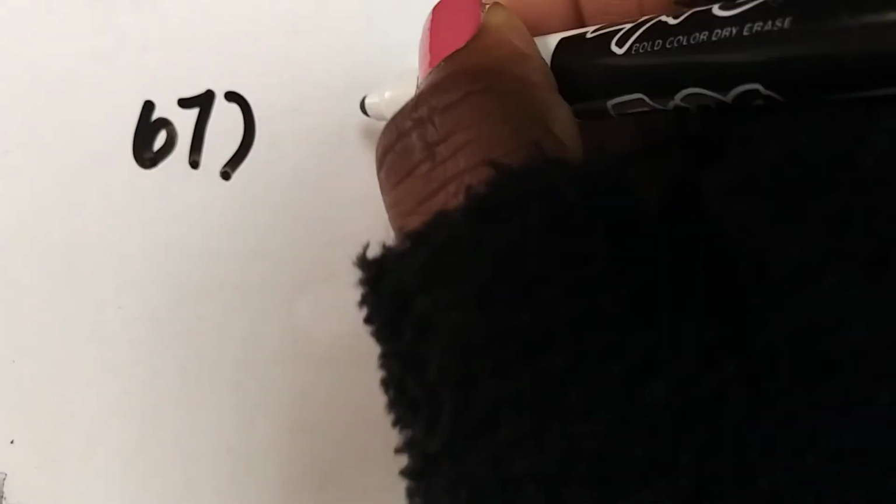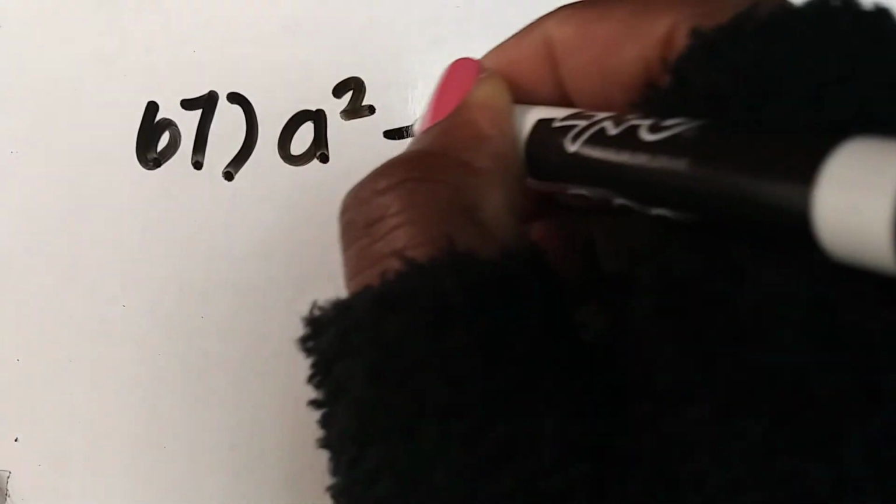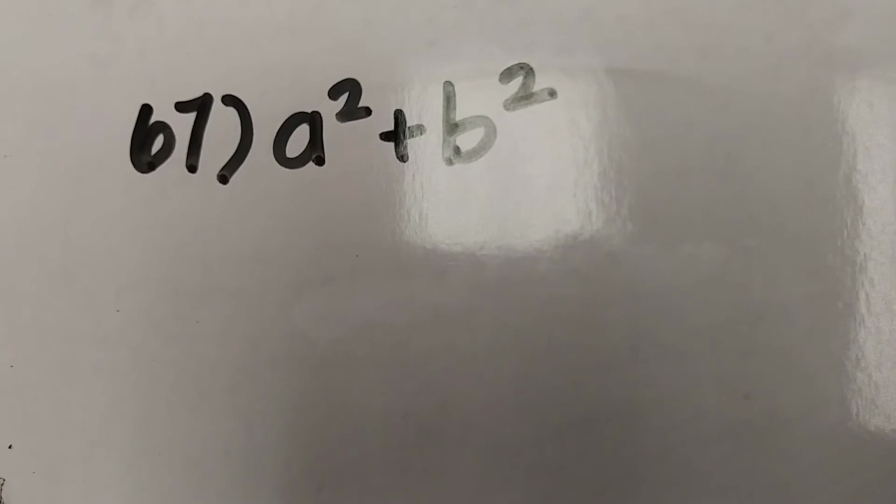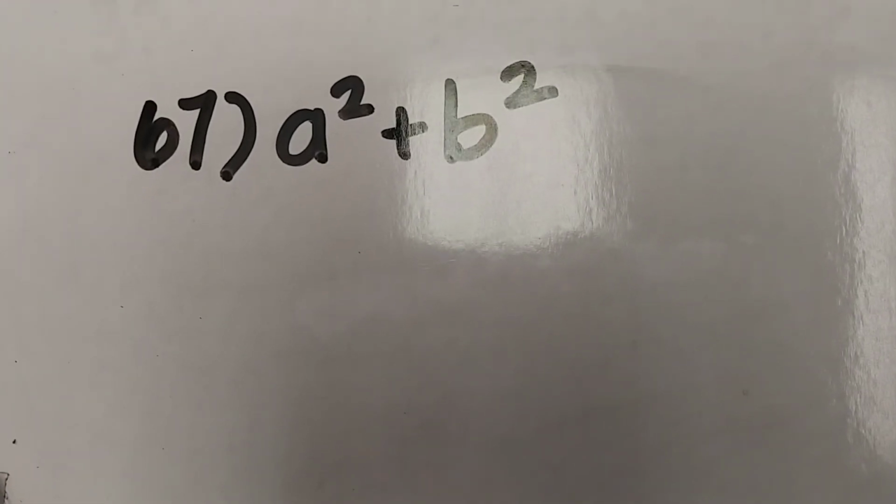Look at number 67. I have a squared plus b squared. Is this a difference of 2 squares? What does the word difference mean? If you go back to page 317 and read what we said about the sum of 2 squares, it will tell you that binomials that are the sum of 2 squares cannot be factored unless it contains a GCF.